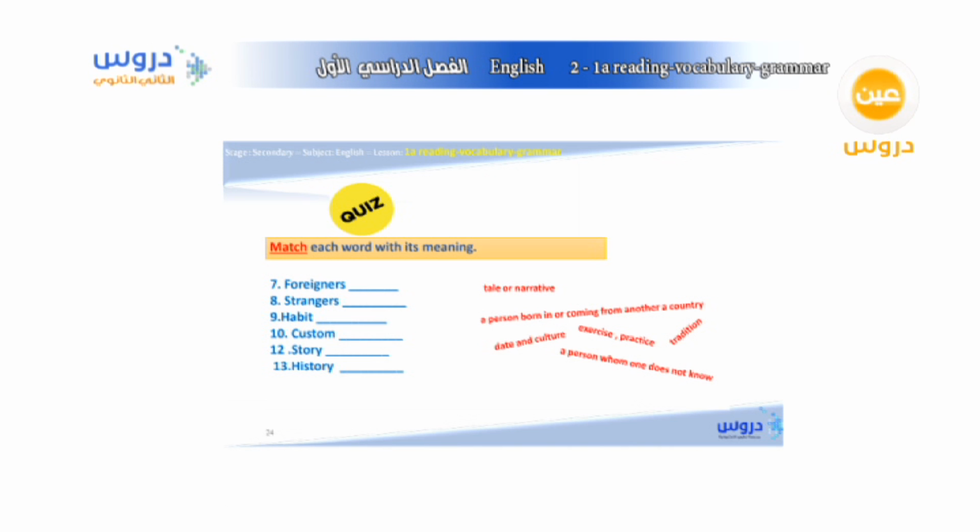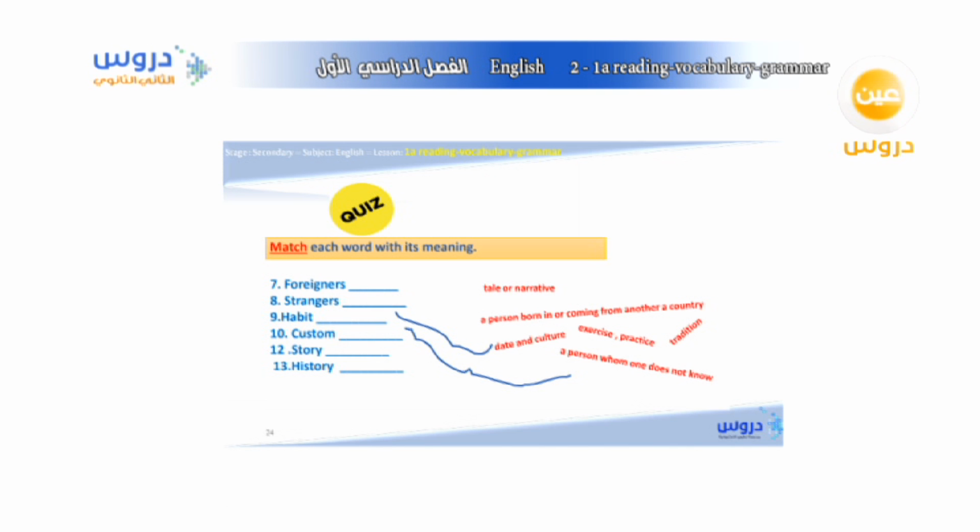More confusing words to connect: foreigners, strangers, habit, and the other words here. So let's start with foreigners. We have here: tale or narrative; a person born in or coming from another country; date and culture; exercise, practice; tradition; a person whom one does not know. Okay, so let's start with foreigners. A person born in or coming from another country is a foreigner. And a stranger is a person whom you do not know. Someone could be anyone, but you don't know him.